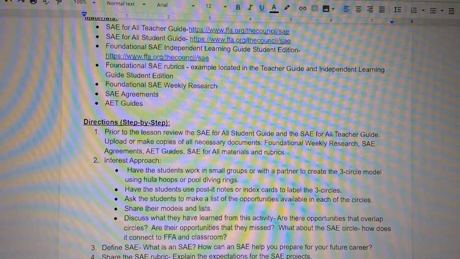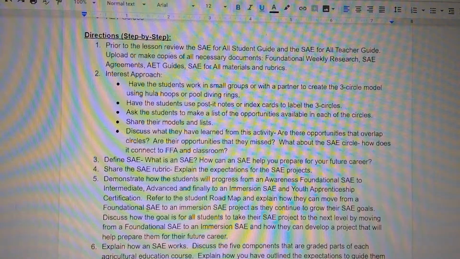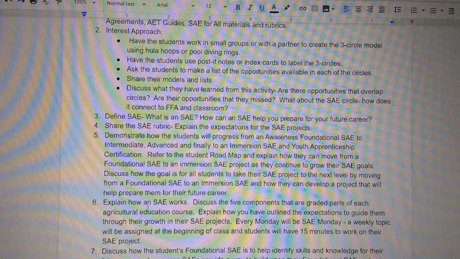The lesson plan has directions to help you get the students' interest. There's an interest approach. I learned about making the three-circle model with the hula hoops at a workshop at the Region 3 conference this summer. The students really enjoyed the activity and the hands-on and being able to work together. And then we just discussed how the three-circle model works, the different opportunities available to the student in the classroom, through the FFA, and in their SAE projects.